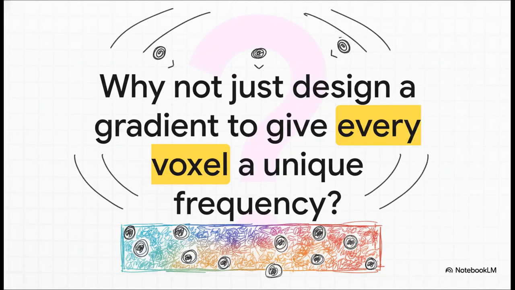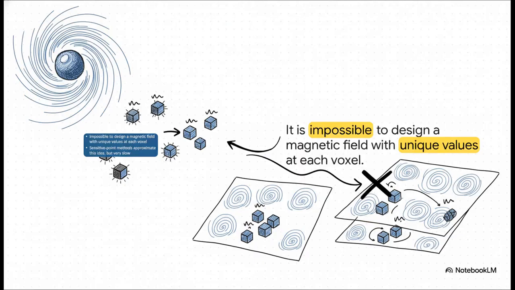Now, this is a great question, and it's probably what a lot of you are thinking. It seems like the most obvious solution, doesn't it? Just design some kind of super gradient that varies not only left to right, but also top to bottom, so every single pixel gets its own unique frequency. Well, the answer, unfortunately, is that physics just gets in the way.